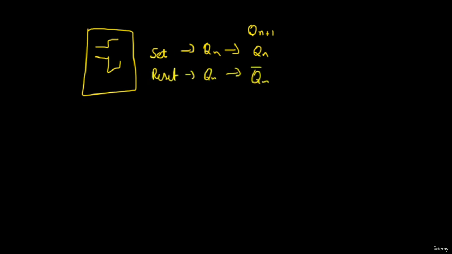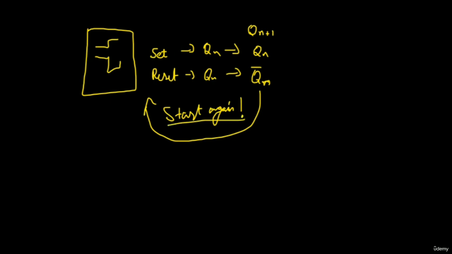If you set it, and you have a definite Qn, so in the next state, when you start playing again, it will remain Qn. But if you reset it and it was Qn, now it will do the inverse because you reset everything. Now it's going to start again. So this is just a game, just that small little game that we used to play. So this is the thing about the memory and the SR flip-flop.